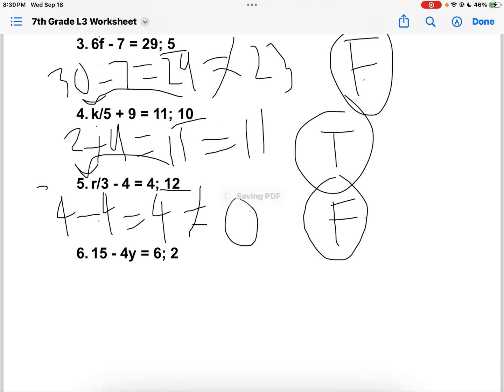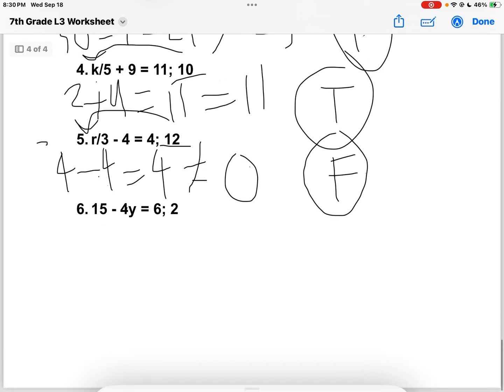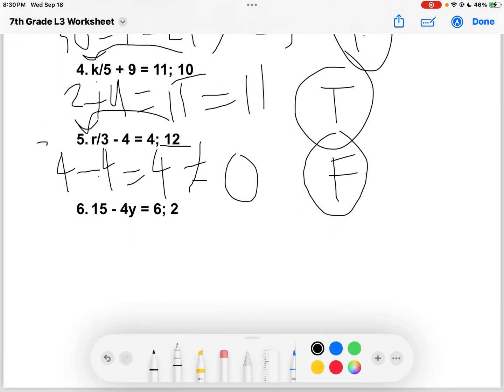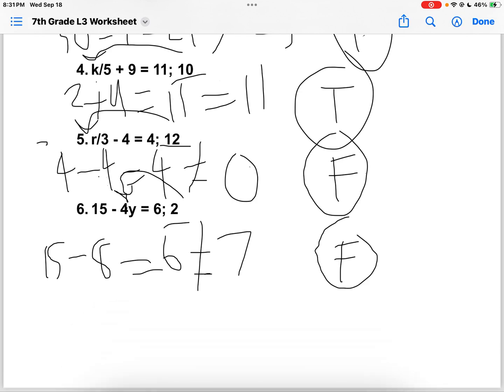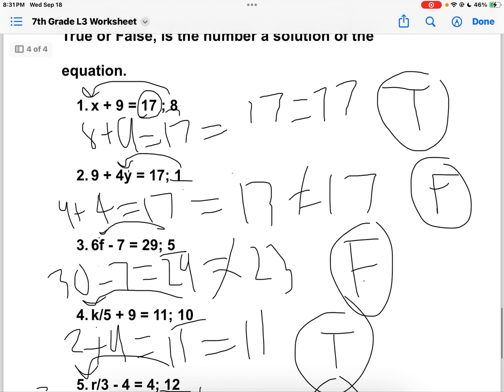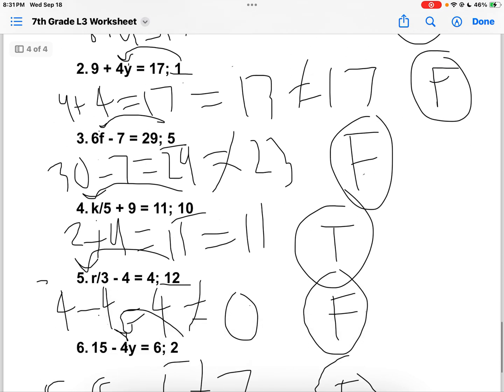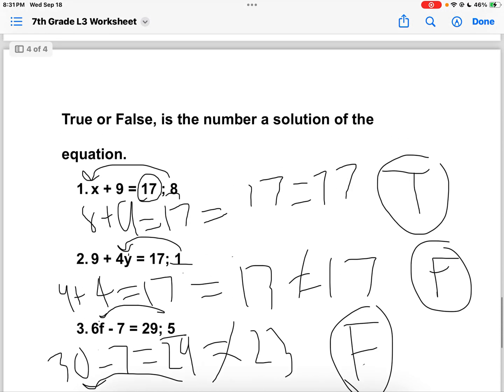And the final question. 15 minus 4y equals 6. And the solution said to be 2. Plug it in. 15 minus 4 times 2 is 8 equals 6. 15 minus 8 is actually 7, and 7 is not equal to 6, so this will be false. So the answer should be 2 true and 4 false.